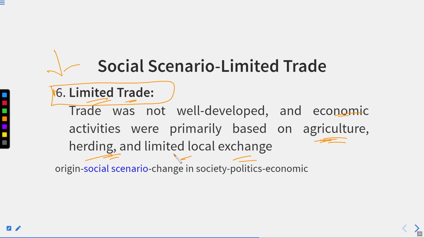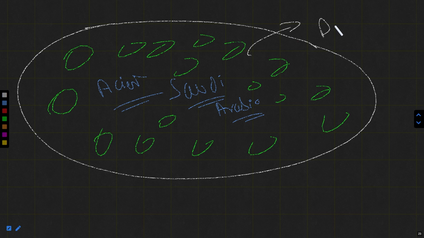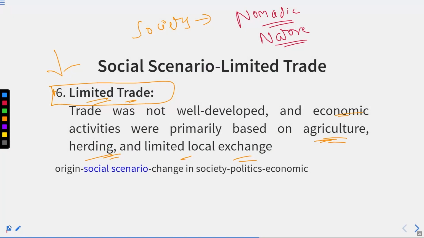Secondly, agriculture, herding, and limited local exchange was there because the society was basically dependent upon its nomadic nature. And that area is basically a desert. Because of this also, these people did not get a chance to have sufficient resources for their development. And even due to their segmentation into small portions of the population, they were facing difficulties in managing the society, and this was resulting in these things.